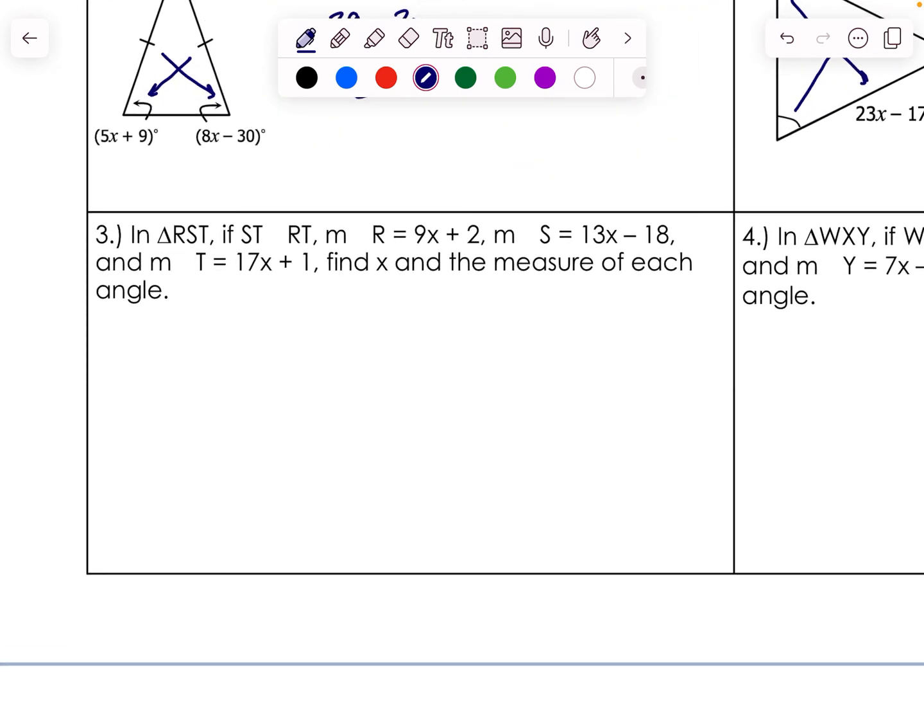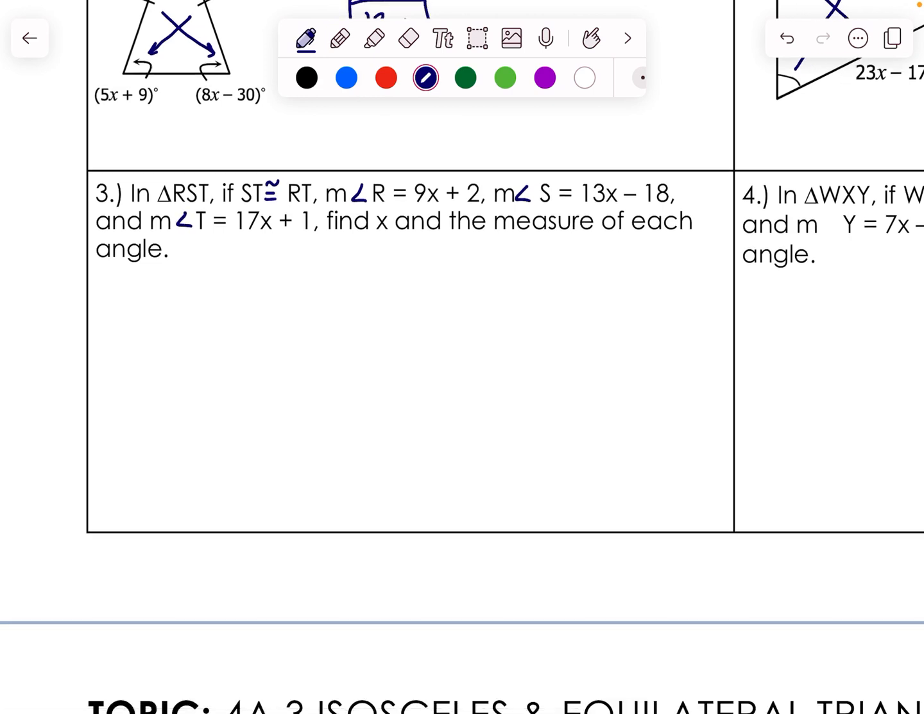If we look at number 3, it says in triangle RST, if ST is congruent to RT, then the measure of angle R is equal to 9x plus 2, the measure of angle S is equal to 13x minus 18, and the measure of angle T is equal to 17x plus 1. The best thing to do on these types of problems is draw a picture. Here's our isosceles triangle. We know that ST is congruent to RT. Since they both share the letter T, I know that T has to go on top.